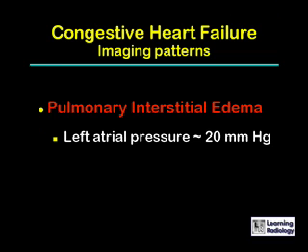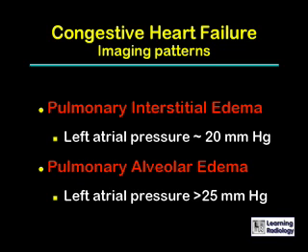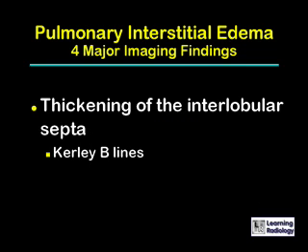There are 2 major imaging patterns for congestive heart failure. There is pulmonary interstitial edema, which generally occurs when the left atrial pressure is around 20 millimeters of mercury. And then as the fluid pours out of the interstitium into the alveoli of the lung, usually at a left atrial pressure of greater than 25 millimeters of mercury, there is pulmonary alveolar edema, which is frequently just referred to as pulmonary edema. We're going to talk about pulmonary interstitial edema.